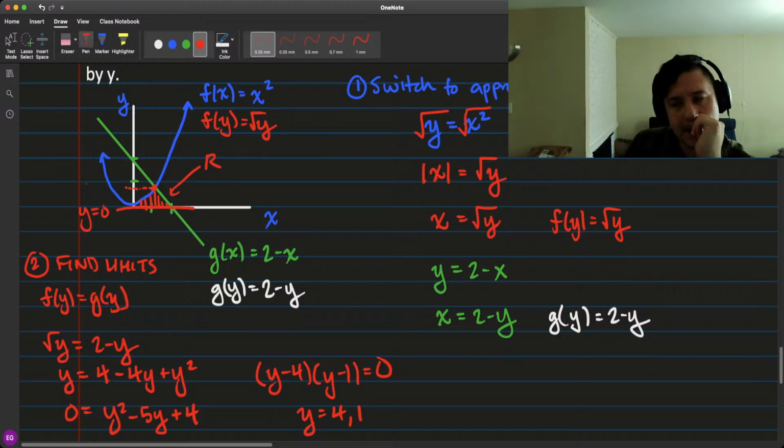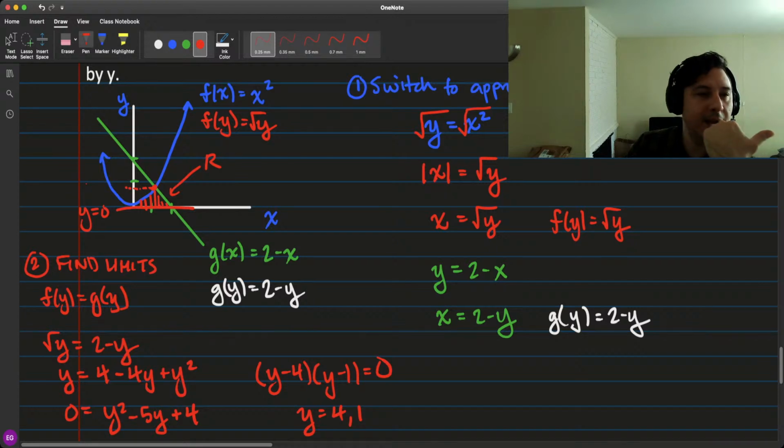Did I do that right? Let's make sure I didn't screw up any arithmetic. Squaring 2 minus y is 4 minus 4y plus y squared. Subtracted the y, so you get minus 5y. Negative 4 times negative 1 is positive 4. Yeah, I did that right. For some reason, I just don't trust my arithmetic today. I can just feel it, like I'm going to screw up.